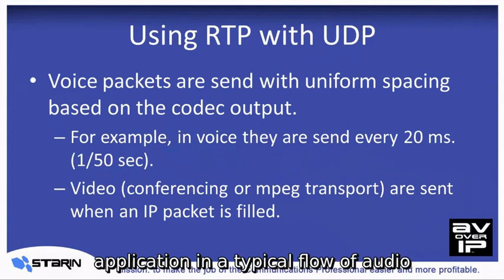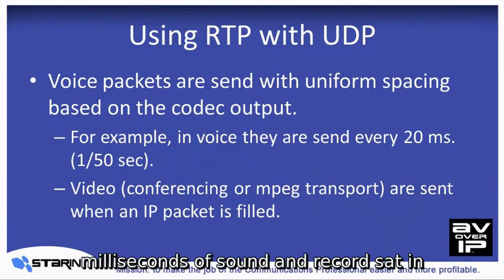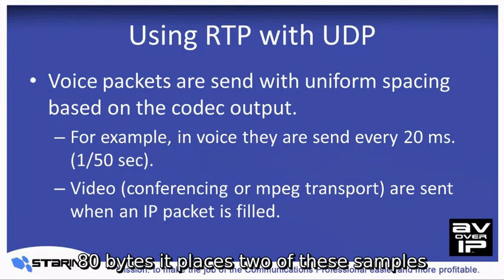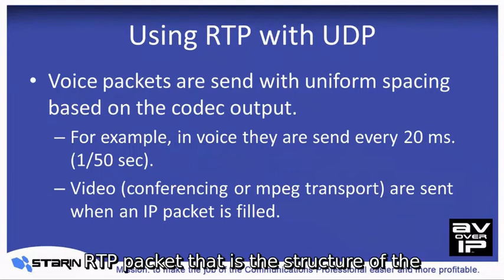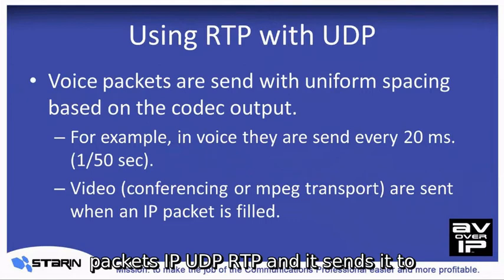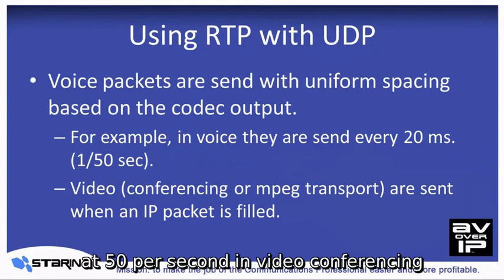In a typical flow of audio from A to B, the codec digitizes 10 milliseconds of sound and records that in 80 bytes. It places 2 of these samples, 20 milliseconds of sound, in an IP UDP RTP packet. That is, the structure of the packet's IP, UDP, RTP. And it sends it to the network. Hence, the voice packets from A to B flow at 50 per second.